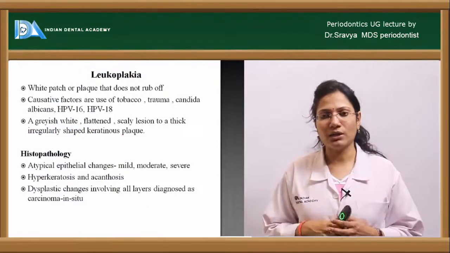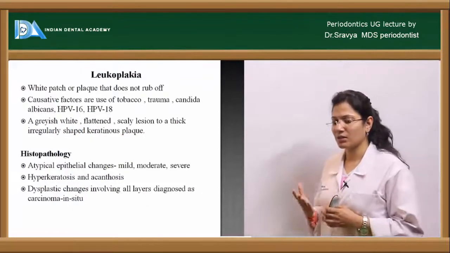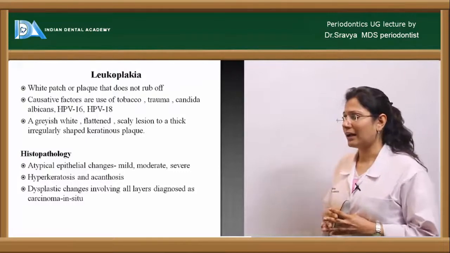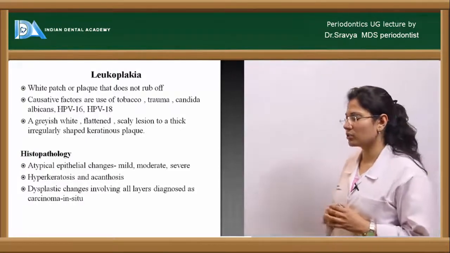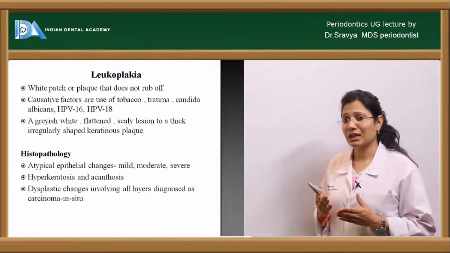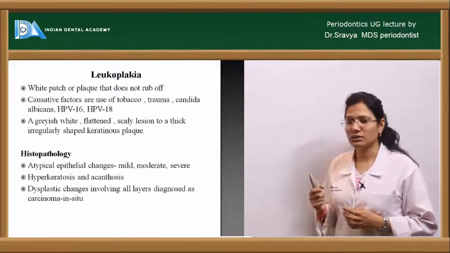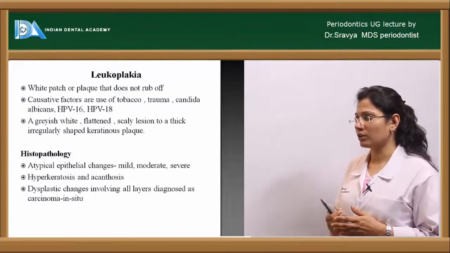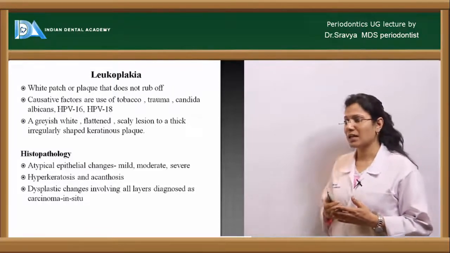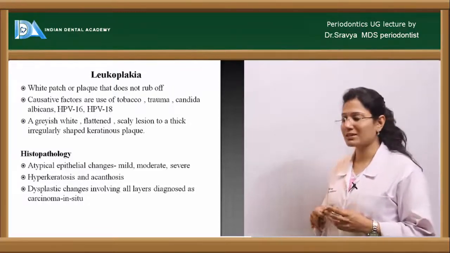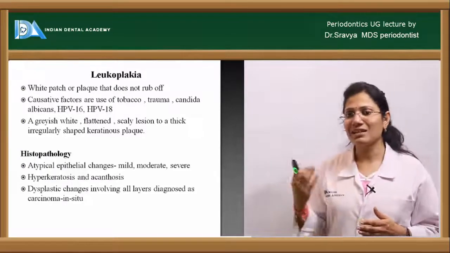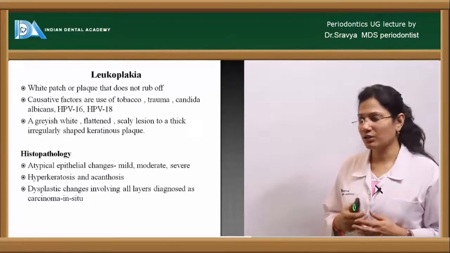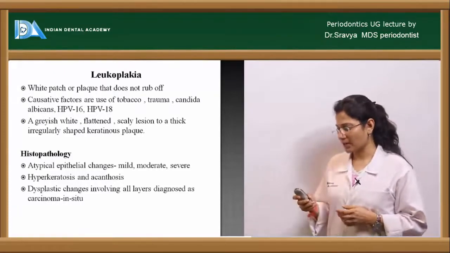Leukoplakia. Leukoplakia is a white patch or a white lesion, and when you try to rub off the lesion, it doesn't go, so it's not a pseudomembrane, because it's a keratotic lesion. Causative factors can be tobacco, pan chewing, Candida albicans, or HPV-16, that is human papilloma virus 16 and 18. It produces a grayish white flattened scaly lesion to a thick irregular shaped keratinous plaque.